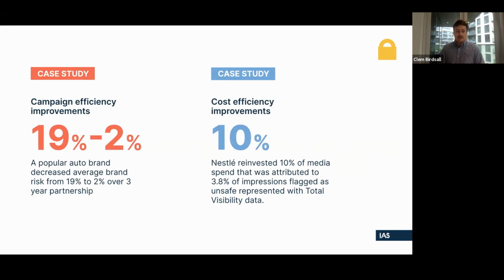2 case studies when looking at brand safety and suitability. So there was an automotive brand that decreased their brand risk from 19% to 2%. So they were actively looking at the partners that they were working with. They were looking at where they were seeing the highest brand risk and optimizing away from it. And over a 3-year period, without impacting scale, they got their average brand risk down from 19% to 2%. So they were able to reinvest 17% of their budget back into the most effective media that was making the biggest difference for them.